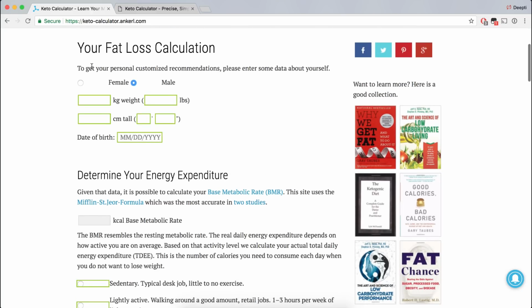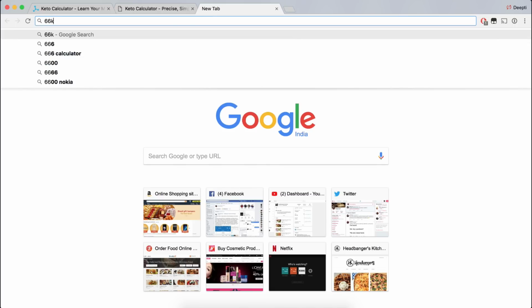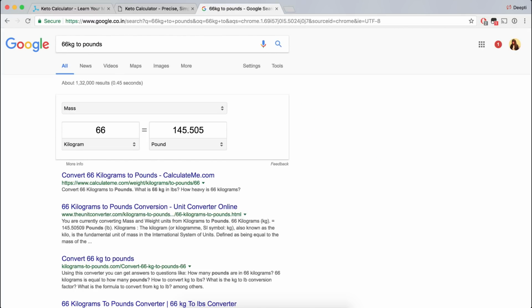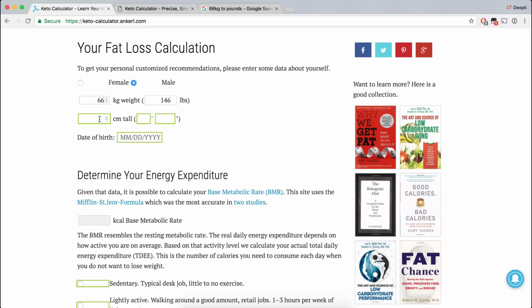So I'm a man without doubt. My weight currently is 66 kilos. So that's 146 pounds. Now in case you don't have the option of automatically calculating, remember my friends, Google is your best friend for everything. So you can just do 66 kilos to pounds, and Google gives you the answer more or less in the same ballpark. So if you ever get stuck, that's how you figure out things. Anyway, back to the keto calculator now.